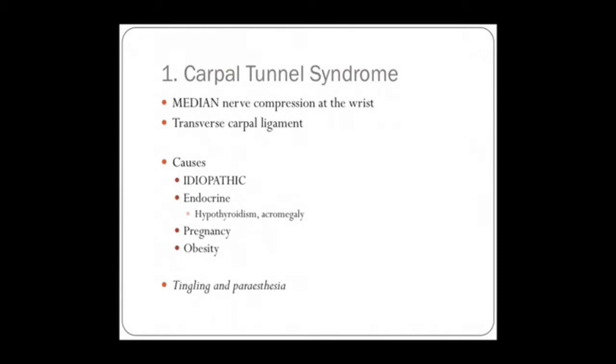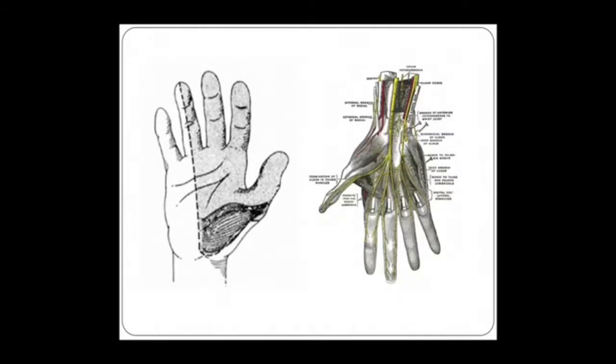However, there are a few important other causes to be aware of: hypothyroidism, acromegaly, pregnancy, and obesity. Now, patients will describe tingling and paresthesia, which is fairly common for any neuropathy, mononeuropathy or polyneuropathy. Just a particular slide with exactly the distribution of sensory loss that they get. And this is really important that you remember. They get loss of the first 3, half of the 4th digit.